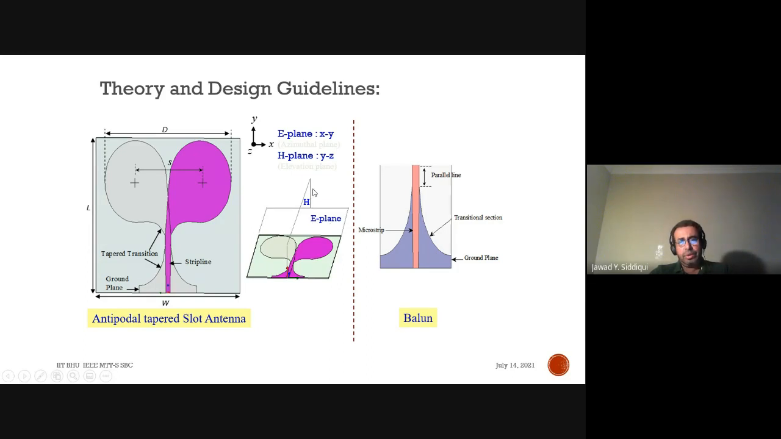And if you take the orthogonal plane, this will form the H plane, because this is how the magnetic field will encircle, because this is the electric field. This will be the magnetic field in the Z direction, and then the YZ plane will form the H plane.